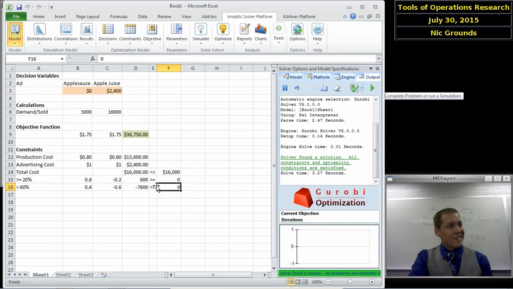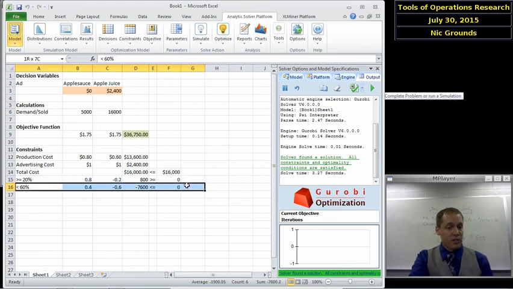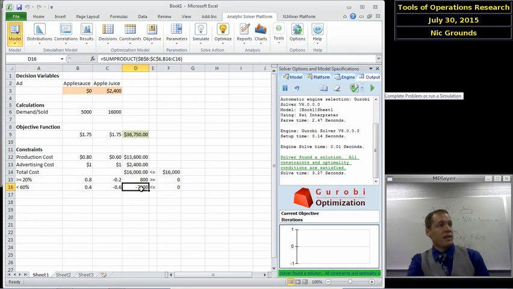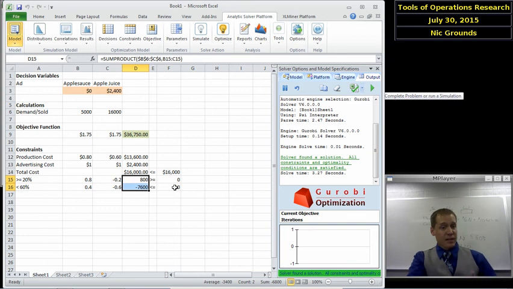If we were making exactly 20% applesauce, then this value here in D15 would be 0. Right? We would be at the constraint boundary, and this constraint would be considered binding. We would be making the least amount we were allowed. Likewise, for the 60%, if that value computed in D16 was 0, we would be making exactly 60%, the value that we want to limit it to. We're definitely not at either of those limits. We're somewhere between 20 and 60%.